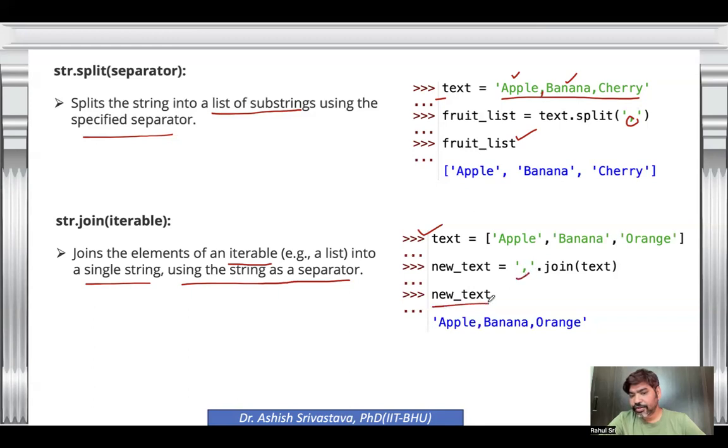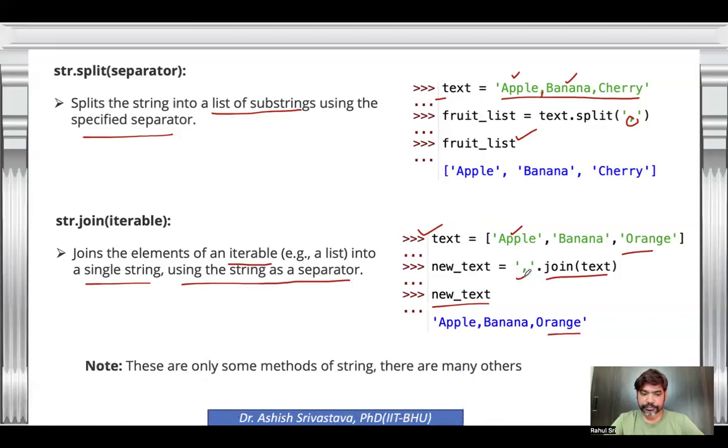When you print the new text, it will take apple, then put a comma, then take banana, then put a comma, then take orange. It will join using this comma. Basically it means join whatever is stored in the iterable text, and how do you join it? By putting a comma. So these are only some common methods. There are many other methods that are very, very useful with strings.